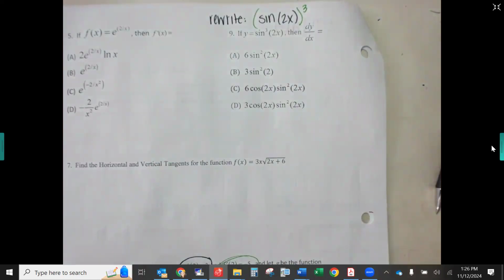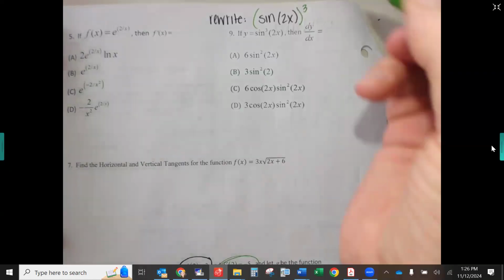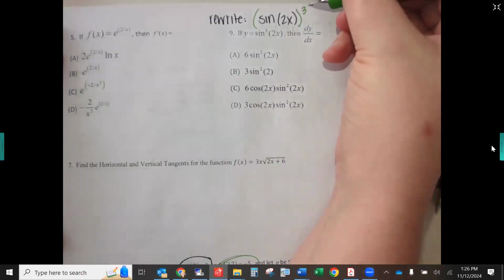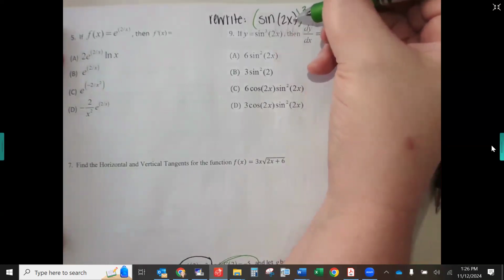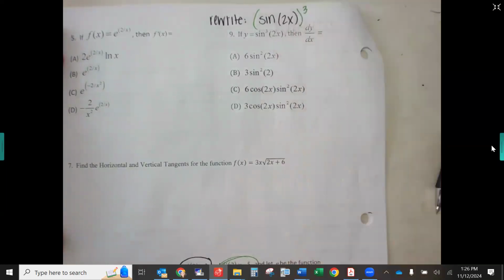Okay, so we have y, we want dy dx. What rule does this one require? Product, quotient, chain. Oh no, you said all of them. It's chain. Okay, here's how you know it's got layers. The outside layer is the cubed. The middle layer is the trig, the sine, and the inside layer is 2x.